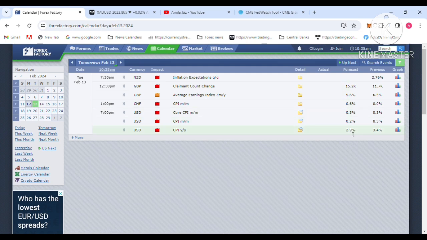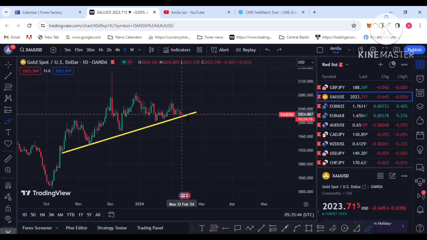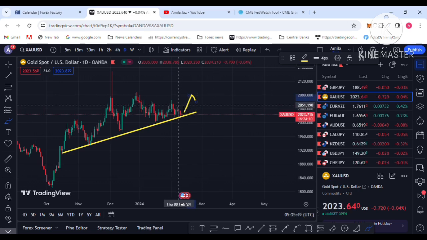If the CPI report drops to 2.9% or below, like 2.8%, 2.7, 2.6, that is a gold sell-off signal, because the Fed will be dovish at the March FOMC meeting. The Fed's inflation goal is 2%, so as 2% gets closer, the Fed will be dovish and an interest rate cut is coming at the May FOMC meeting.